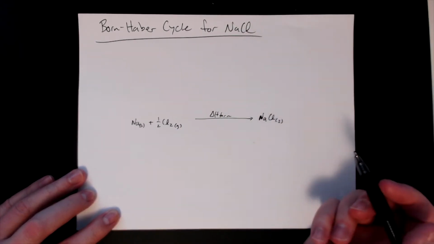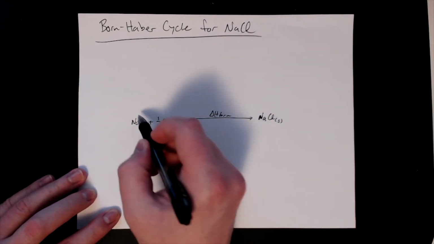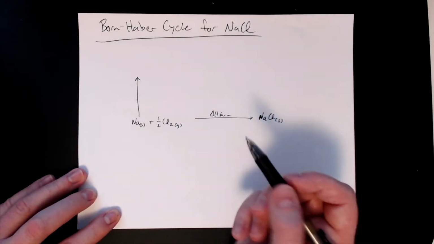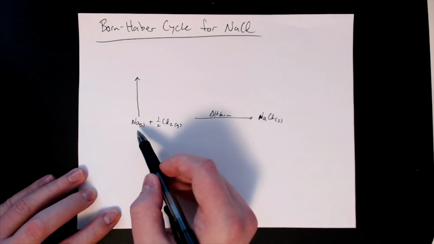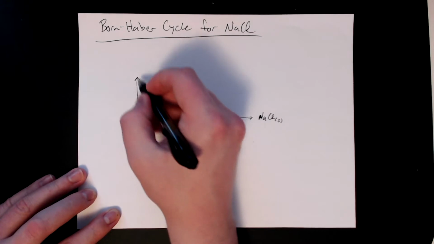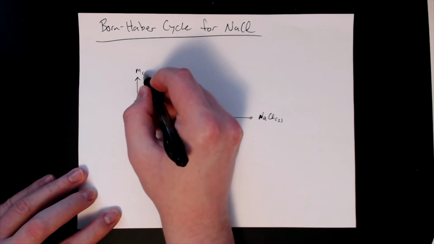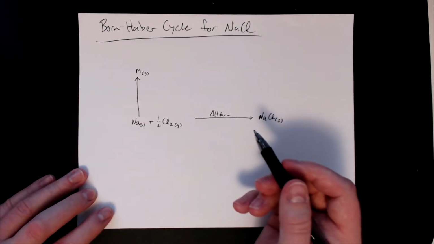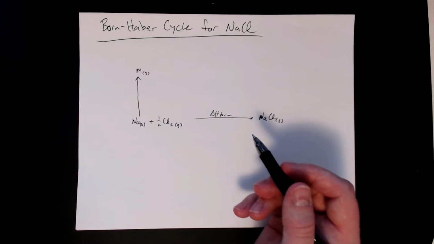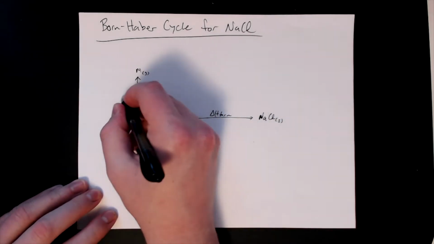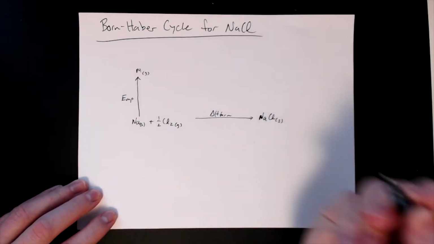All right, so let's write out the steps then. For the sodium, we see that it's solid. This has to go to gas because we're going to talk about ionization, and that's gas to an ion. And so this is E vap.